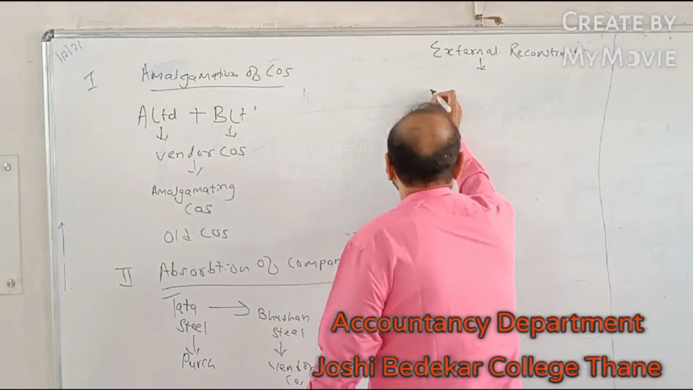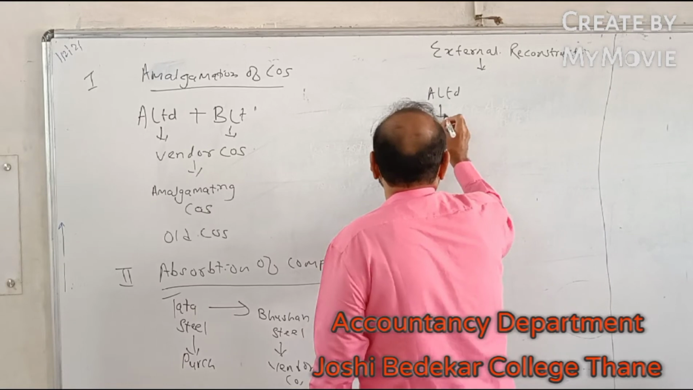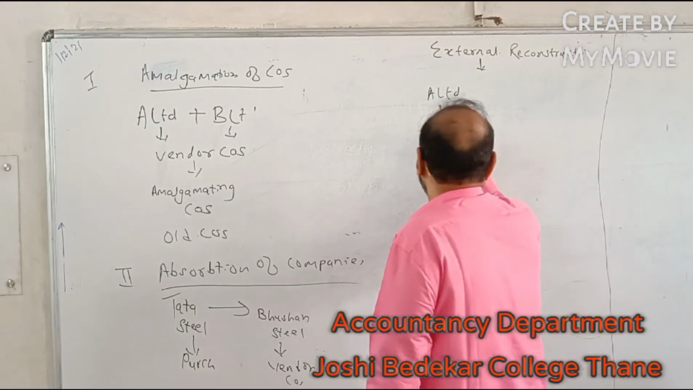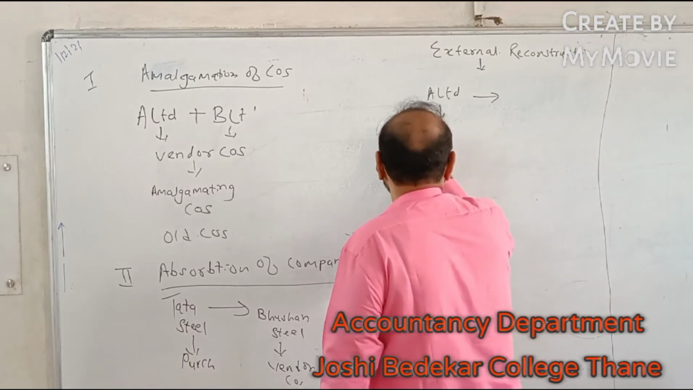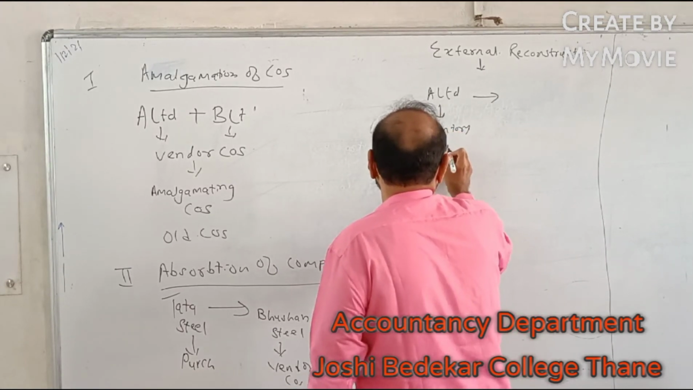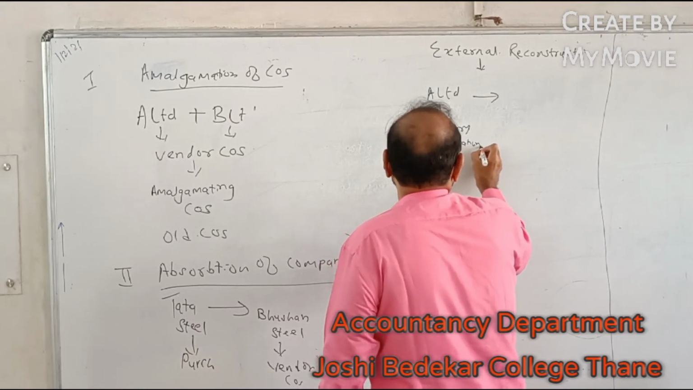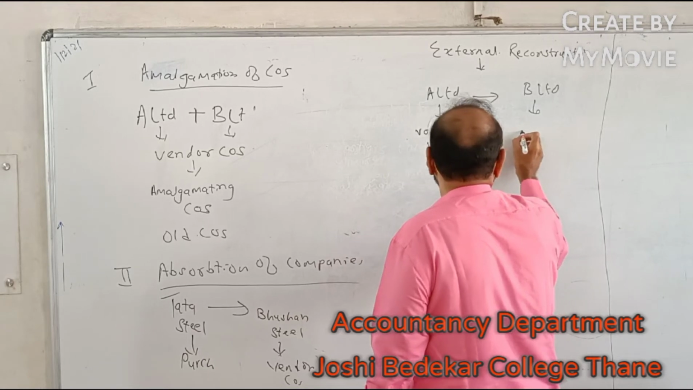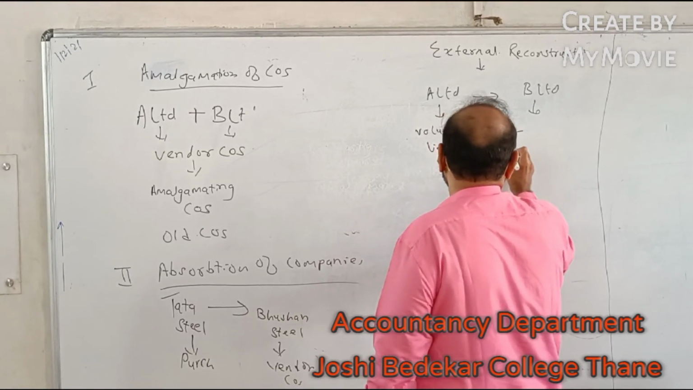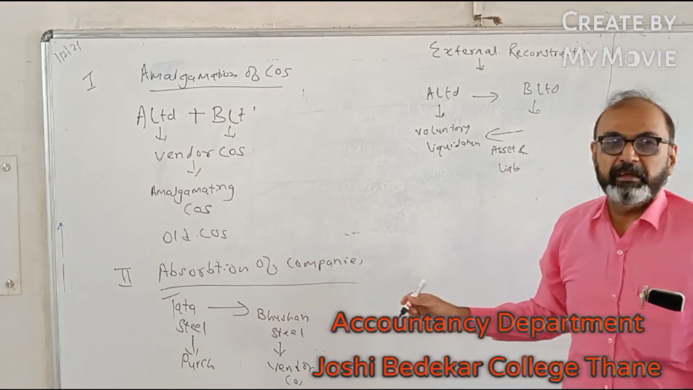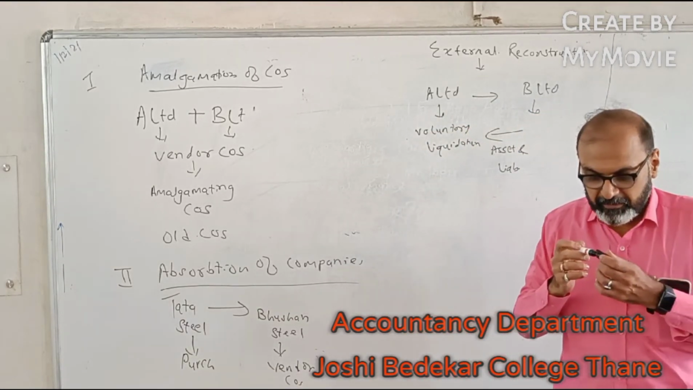For example, suppose A Limited is a company which is incurring heavy losses, and they decide to go into a voluntary liquidation, and a new company B Limited is formed which will take over all the assets and liabilities of this A Limited. This is your external reconstruction.